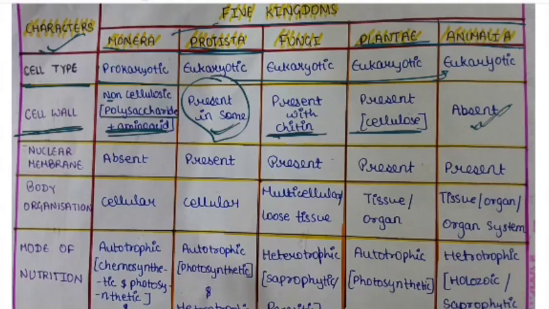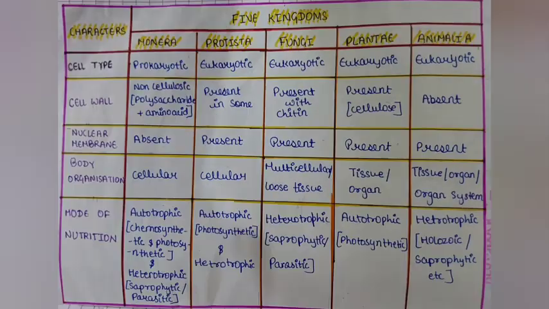Now coming to the nuclear membrane. In monera, as we can see, it has a prokaryotic cell type, so its nuclear membrane is absent, and in all the rest the nuclear membrane is present. Coming to the body organization, it is cellular level of organization in both monera and protista, and multicellular or loose tissue in fungi, then tissue or organ level of body organization in plantae, and animalia can have tissue or organ system level of body organization.